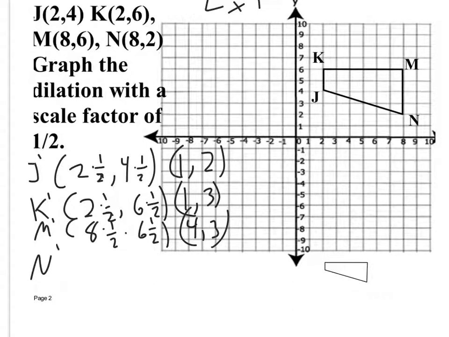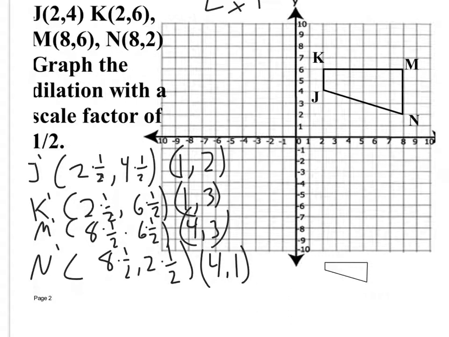And then the last one is N prime. So I take 8 times 1/2 and 2 times 1/2. Okay, make sure you're timesing these. I had students get confused. This is multiplication. We multiply every coordinate by the scale factor. So that gives me 4 and 1. There's my coordinates. So now that's what I'm going to graph.